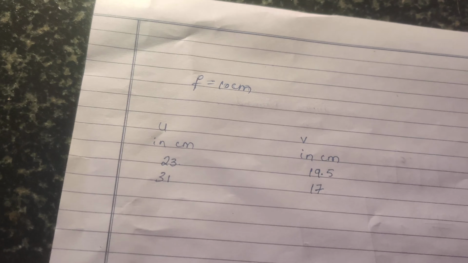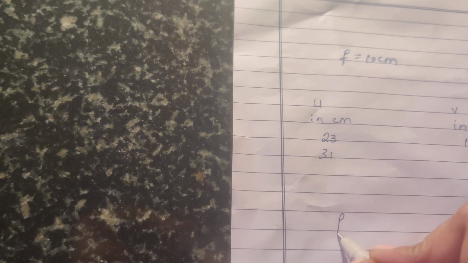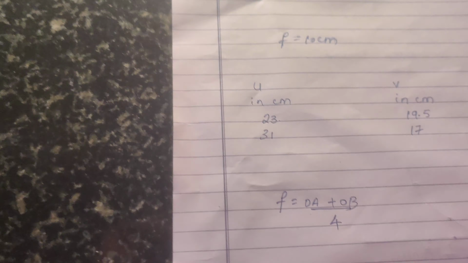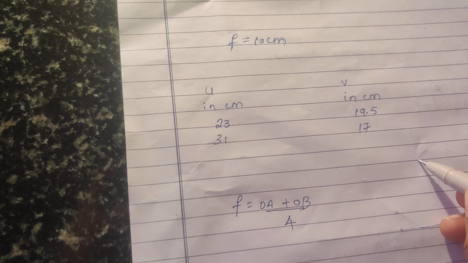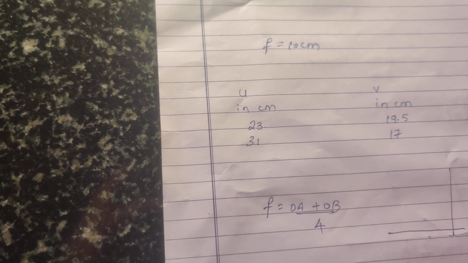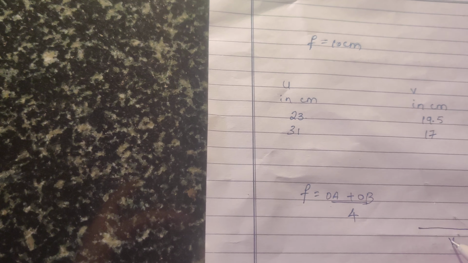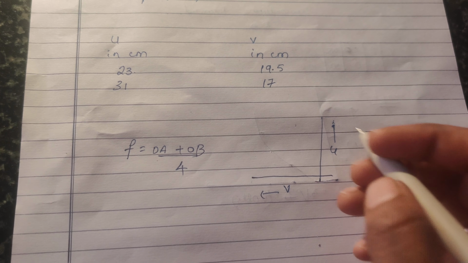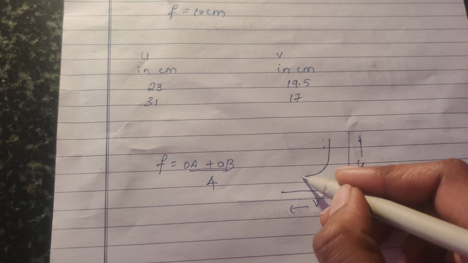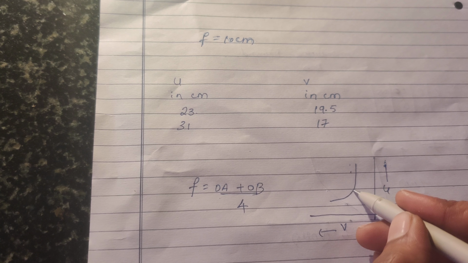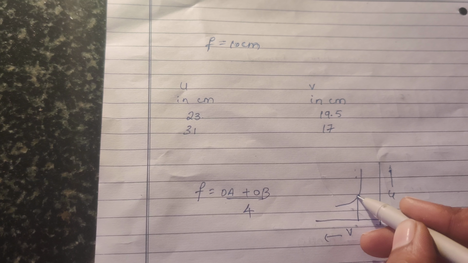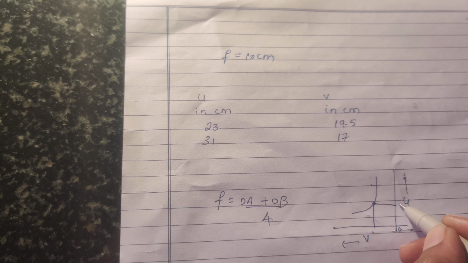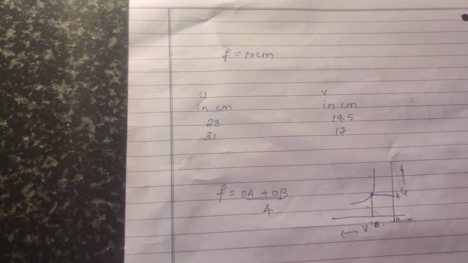We have a formula: focal length f is equal to (OA plus OB) divided by 4. So how do we plot the graph? We plot u and v, and you will get a pattern like this. Now you need to consider any point on this curve, and draw two lines perpendicular to the x and y axes. These will be OA and OB in terms of centimeters.